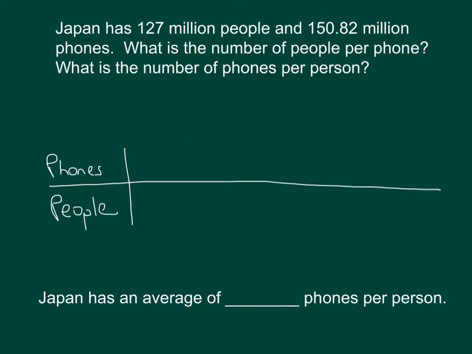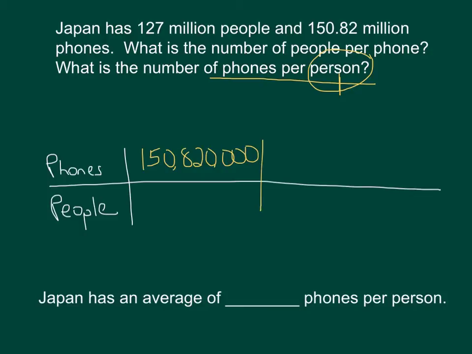For the next part of the problem, it wants us to find out the number of phones per person. So because it's phones per person, I'm going to put phones on top and people on the bottom. Again, the order doesn't matter as long as you're consistent and you do all the work in a way that makes sense. So I'm going to fill in my numbers again, being very careful where to put my numbers, because I changed the order this time. My number of phones is 150,820,000. My number of people is 127 million.